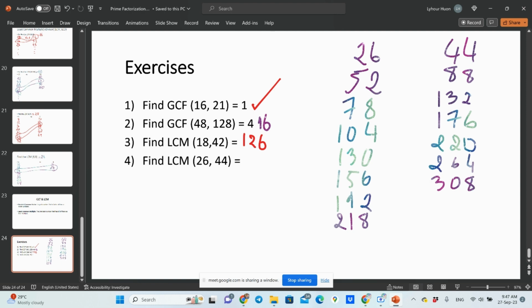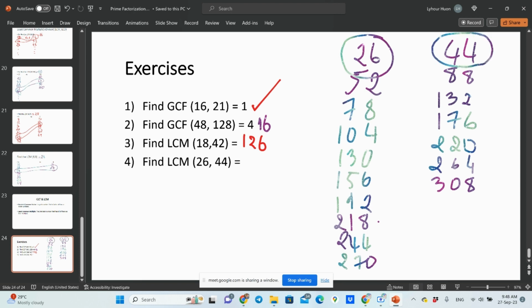But we still haven't come to a common multiple yet. We should keep going with 26: 218, 244, 244 is still not in common, 270, 296. Just a little hint, this will be quite a big number. 296, 322. It's past 300 already, but we still haven't reached the common yet.